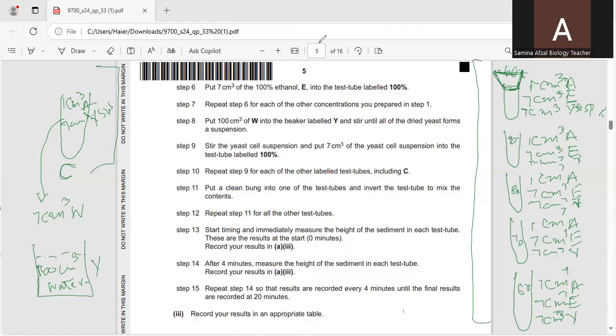So repeat step 14 so that the results are recorded every 4 minutes until the final results are recorded at 20 minutes. Record your results in an appropriate table. And here in this case, students, there is one independent variable and one dependent variable. The independent variable in this case is the concentration of ethanol, and the height of the sediment formation is the dependent variable. So we will make a table.